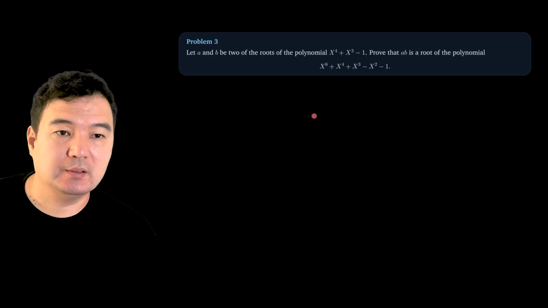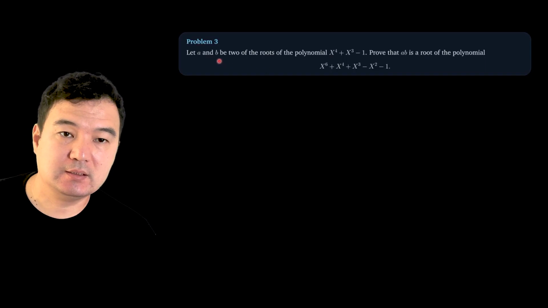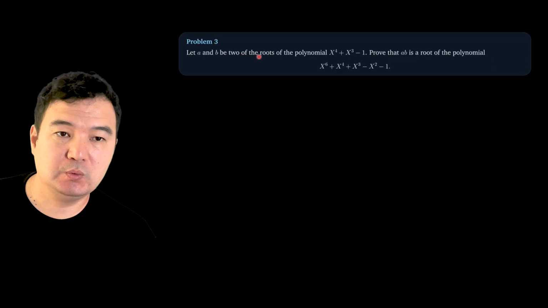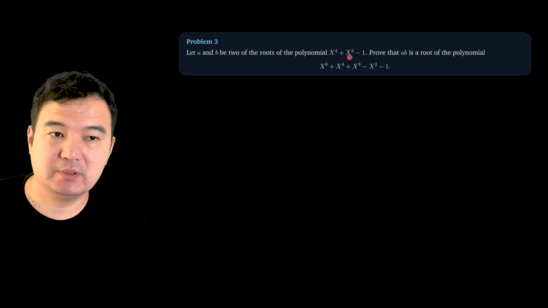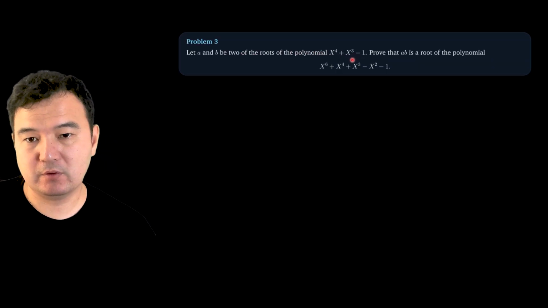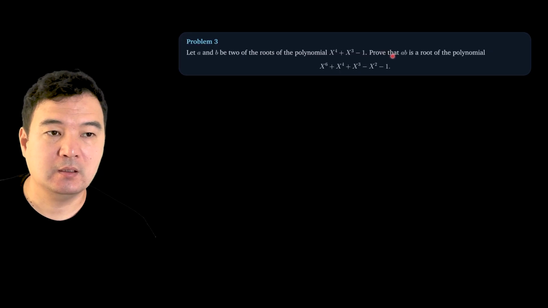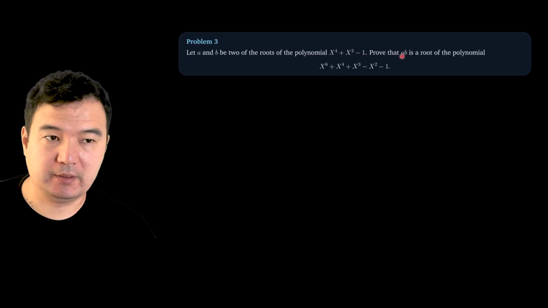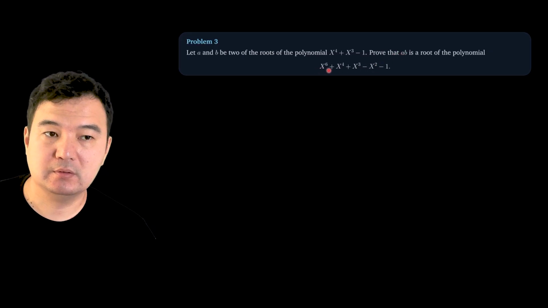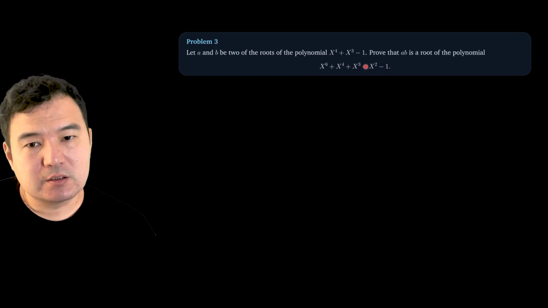And the last one is: let a and b be two roots of the polynomial x^4 plus x^3 minus 1. It's a 4th degree polynomial. Prove that ab, the product of a and b, is a root of this 6th degree polynomial.